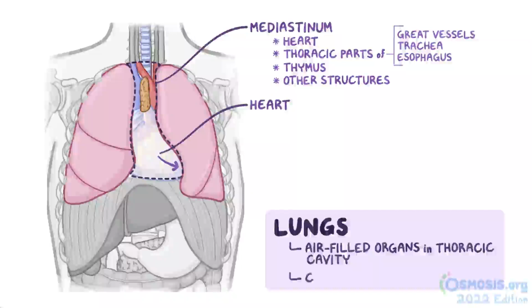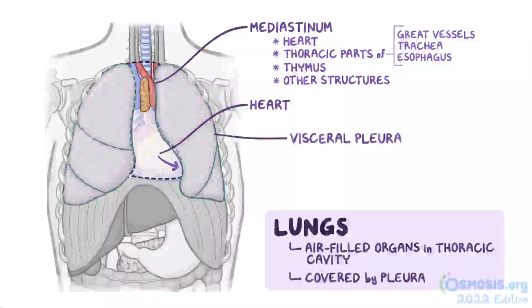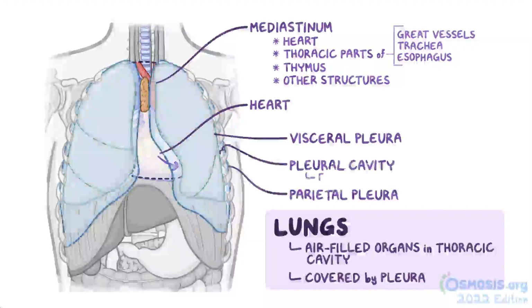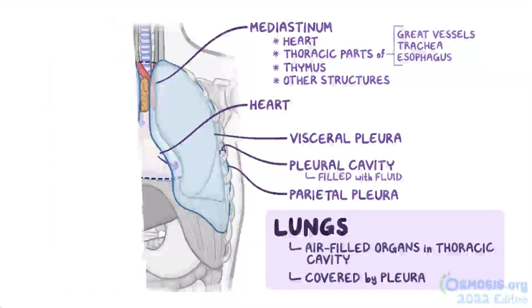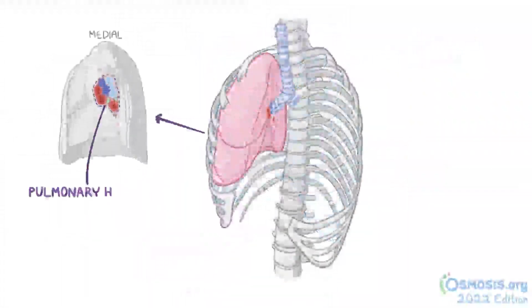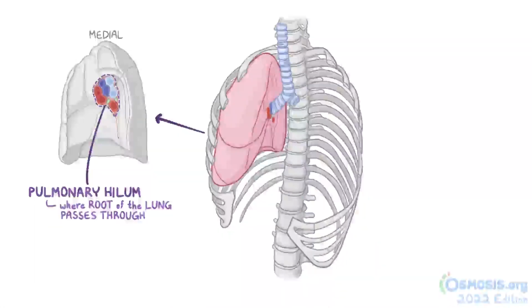symmetrical. Each lung is covered by a membrane called the pleura, which is subdivided into the visceral pleura that intimately adheres to the lung, and the parietal pleura that lines the pulmonary cavity. Between them, there's a pleural cavity, which is normally filled with a thin film of fluid. Now, on the medial part of each lung, there's a pulmonary hilum, where the root of the lung passes through. The root of the lungs is made up of structures like the main bronchus, arteries, and veins.